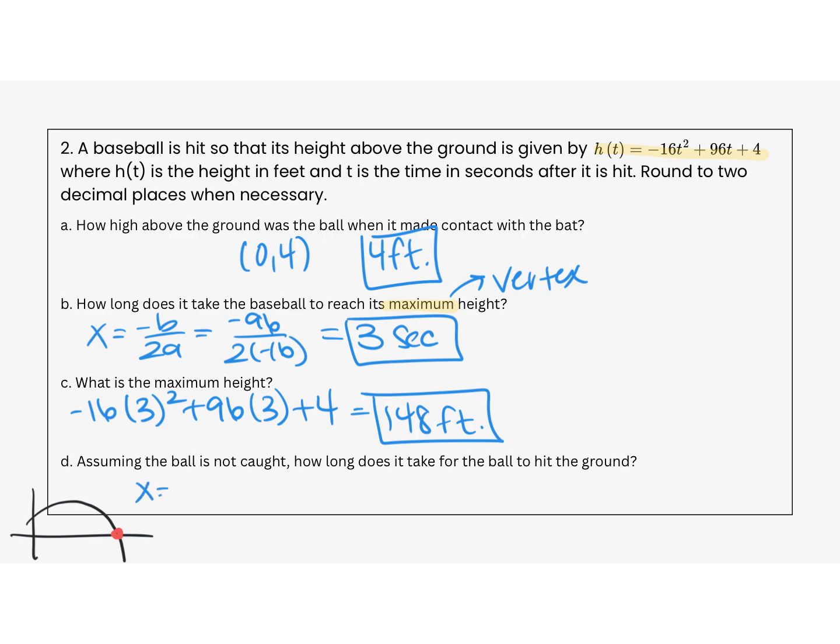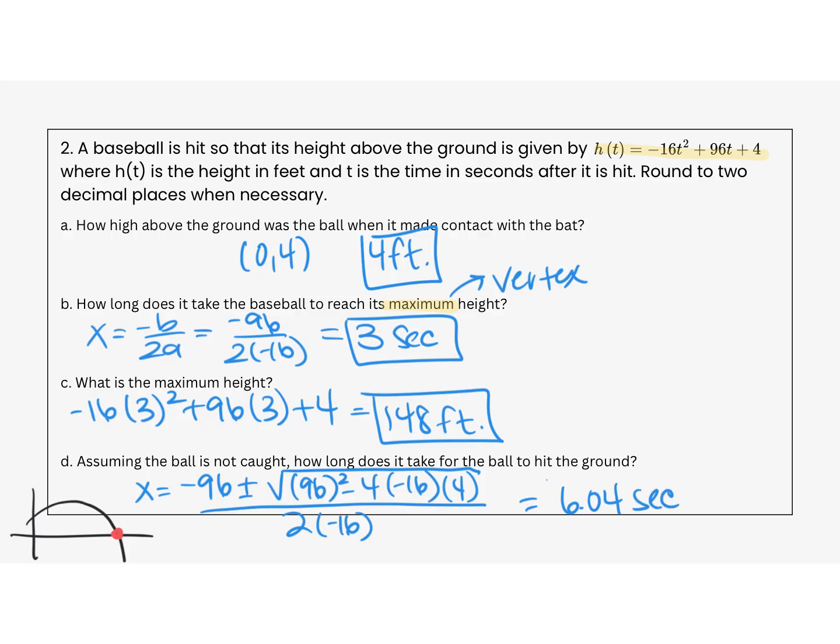We did do that on the last slide, but just to refresh your memory, opposite of b plus or minus the square root of b squared minus 4 times a times c, all over 2 times a. I'm not going to go through the math because I just did that on the previous slide, but we got two values. One was negative 0.04, which we know was before it got hit. So the answer has to be the second option, which was 6.04 seconds. So it reaches its maximum height at 3 seconds, and then it's back on the ground at 6.04 seconds.